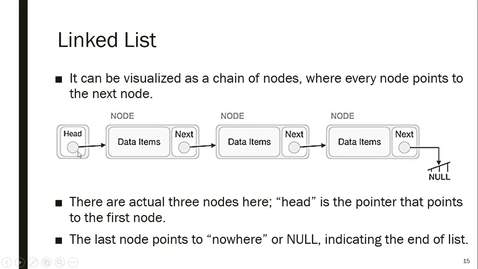So now it can be visualized as a chain of nodes, where every node points to the next node. So this is the first element, and there is a pointer pointing to it. To indicate that this is the first one, it is called head. This first element points to the second element, and then the second one points to the third element, and the third one points to nothing. So it means it is the end of the list. So these are actually 3 nodes here. Head is pointing towards the first node, and the last node points to nothing, or in other words null, indicating the end of list.